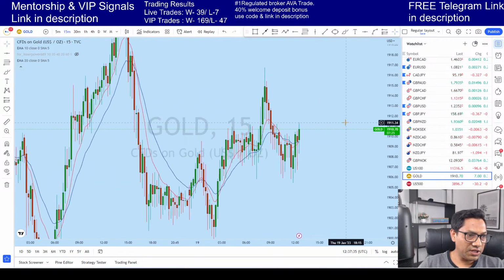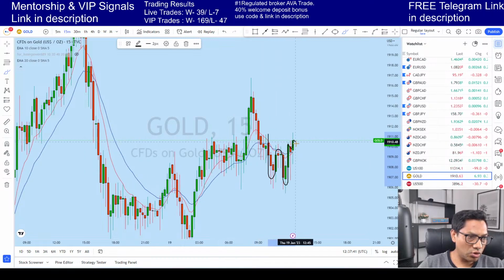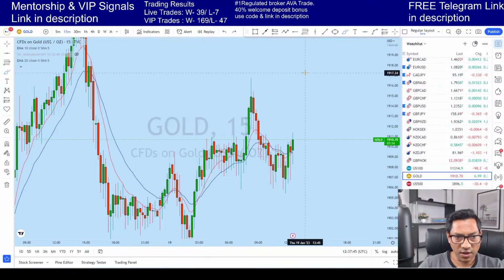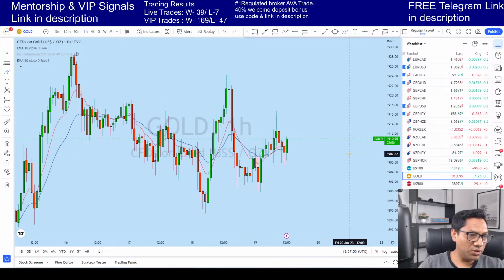Now what we see is that gold at this point has created a double bottom on the 15 minutes and is now slowly trying to break out. As DXY is dropping, we might see gold have some kind of bullish momentum. Okay, so let's look at even the 1 hour chart as well.